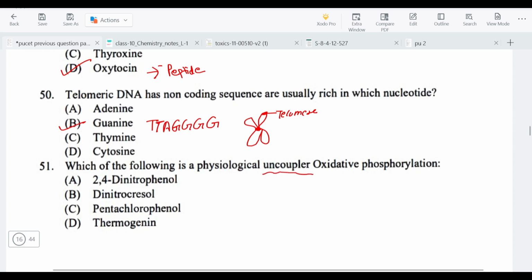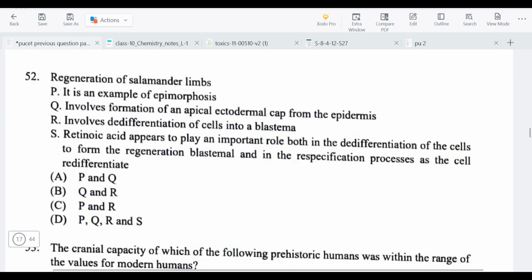Next question, which of the following is a physiological uncoupler of oxidative phosphorylation? The answer is thermogenin. It is also known as UCP1, and it uncouples oxidative phosphorylation in brown fat, right?